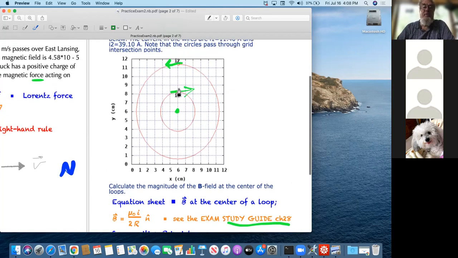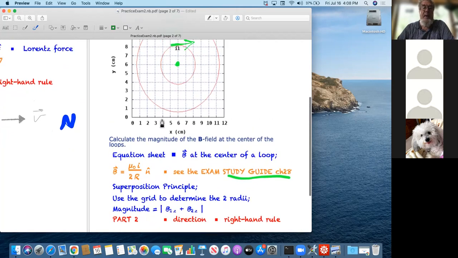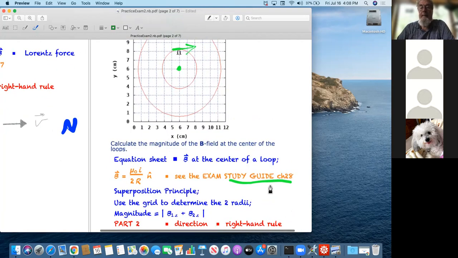The currents are in the opposite direction. So one will have a field in the plus Z direction. The other will have a field in the minus Z direction. Part 2 of the problem is to calculate the direction. And again, there's a right-hand rule for that, which is explained in the study guide for chapter 28.